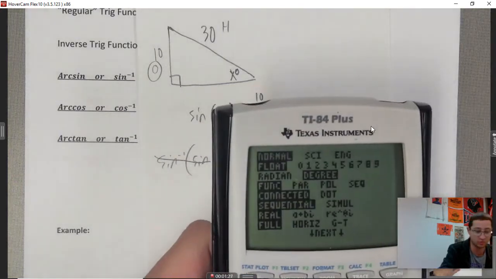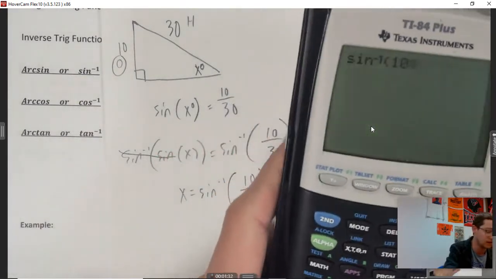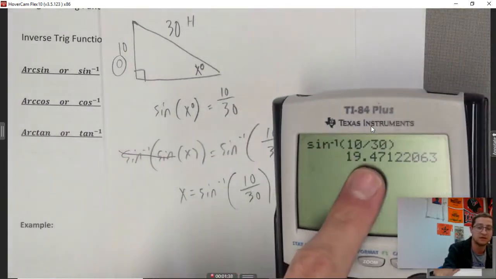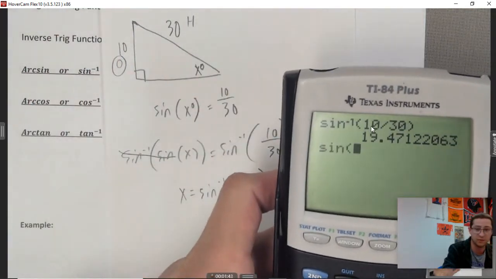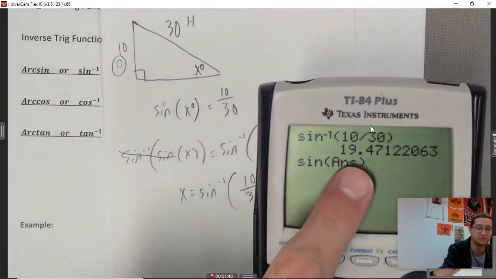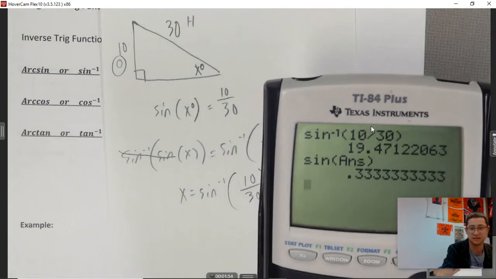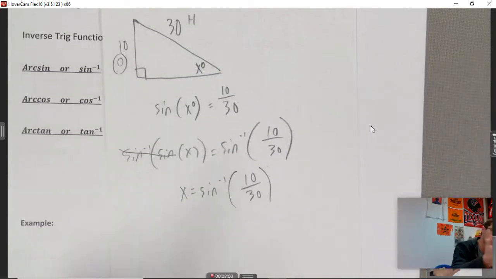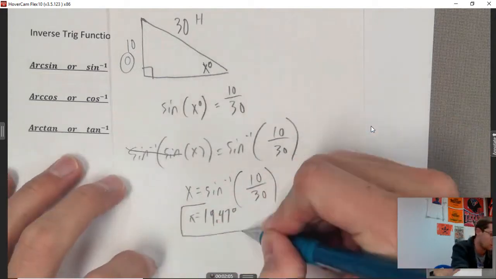You have to make sure you're in degrees mode from here. Then you do sine inverse of 10 over 30, and you would get out that 19.47 is your x, in other words, your angle. And just to show you, if we put 19.47 in, so sine of 19.47, we should get out 10 over 30, and we do, because that is the decimal version of it. So regardless, your angle here is going to be 19.47, an approximation.